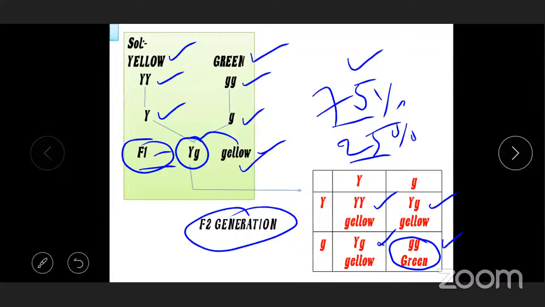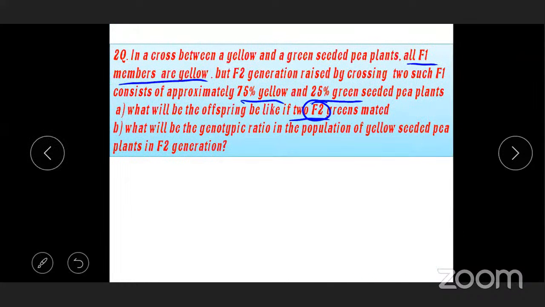Second question: what will be the genotypic ratio in the population of yellow seeded pea plants in the F2 generation? Yes students, observe the question carefully. He asked only about the genotype of yellow seeded pea plants in the F2 generation. What did he ask in the question?